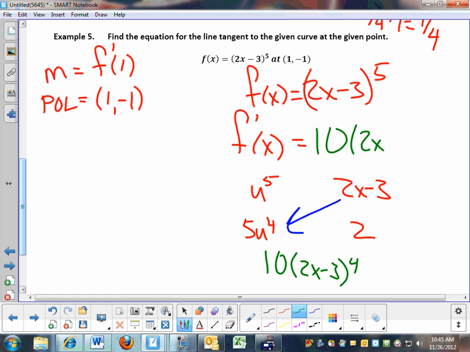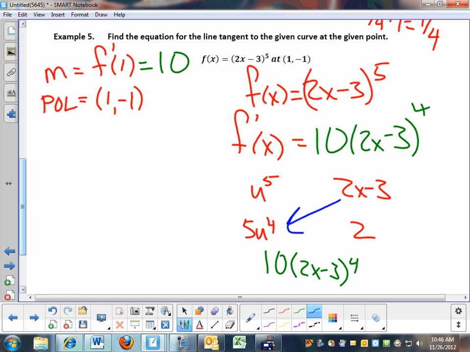No, we're not done. So that's f prime of x. I still don't have my slope. Up to the 4th. What do you have to plug in? Plug in 1. Okay, so we plug in 1. What is 2 times 1? Minus 3. To the 4th? Positive 1 times 10? Attaboy, Nathan. So, my derivative is 10 at 1, which means my slope is 10.